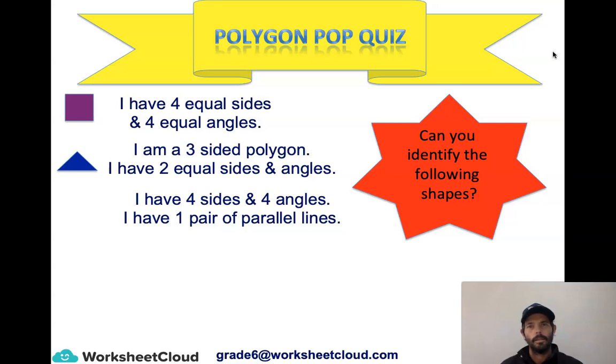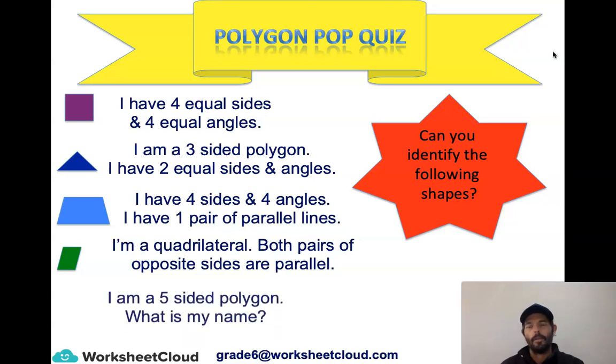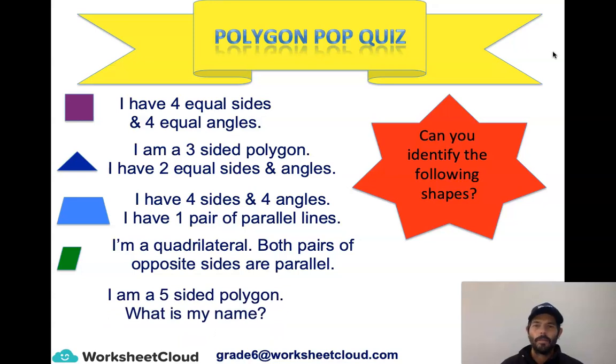Third one, I have 4 sides and 4 angles, but I only have 1 pair of parallel lines. That would have been your trapezium. Your parallel lines are the sides at the top and the bottom. Next one, I'm a quadrilateral. Both pairs of opposite sides are parallel. And here you've got a choice. You could have either said a rhombus or a parallelogram. Okay? And we could say square and rectangle because they also have both pairs that are parallel. And your last question is, I'm a 5-sided polygon, and yes, your name is a pentagon.